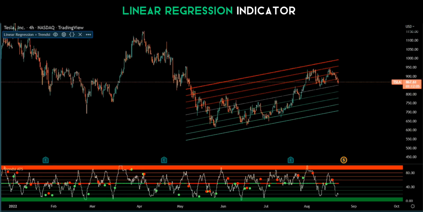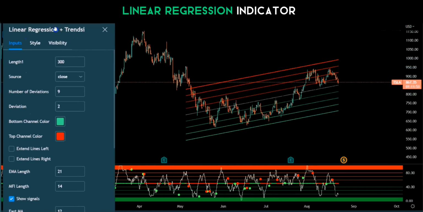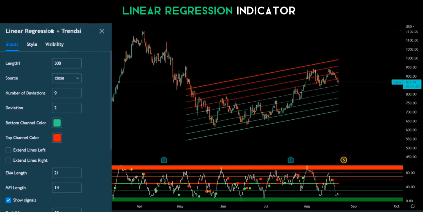The first indicator we feature is our linear regression indicator. I'm going to show you exactly how I use this to find trending markets, either bullish or bearish, and also how to use this as levels of support and also as levels of resistance. Let's dive into this. Let's go over to the settings and go ahead and take a look at the different features on this indicator. To start off with, we have our length set to 300.